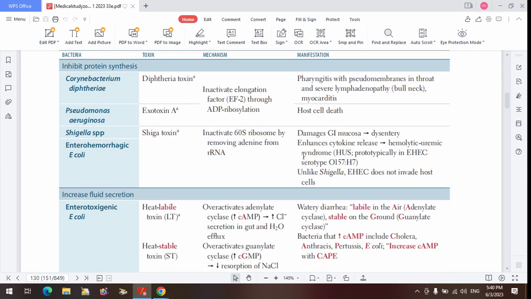The next ones include Shigella. Both Shigella and enterohemorrhagic E. coli are very similar. Enterohemorrhagic E. coli also uses the Shiga toxin. Some people call it Shiga-like toxin, but you can just say Shiga toxin because it is similar to the toxin that Shigella also releases.